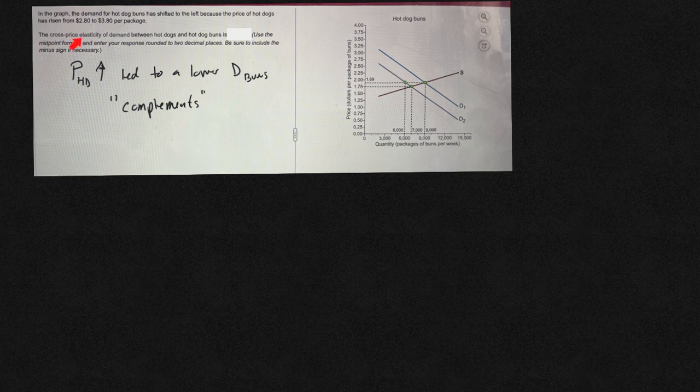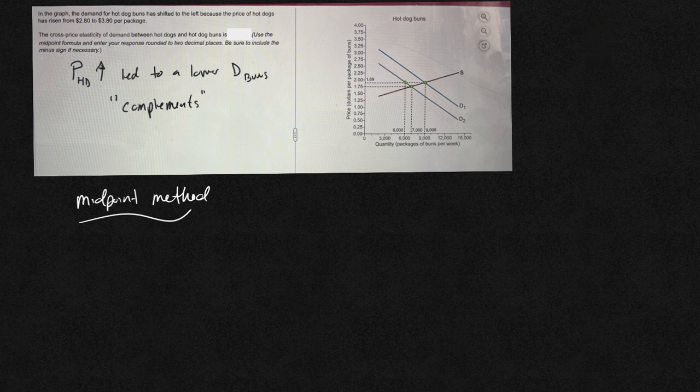Now it's asking us for the cross-price elasticity of demand between hot dogs and hot dog buns. So we have to know the equation. Now recall when you're given prices, quantities, all this stuff, we have a linear demand curve. The elasticity is going to be different along that demand curve. So we're going to use what's called the midpoint method or the midpoint formula. Again, I have a video on the midpoint formula. It'll be up here somewhere.